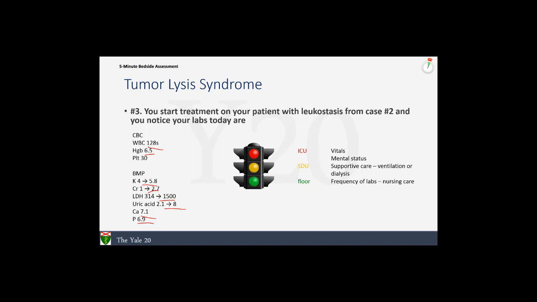So for these patients, again, as always, you want to consider the vitals, the mental status, supportive care. So if they need ventilation or if they need dialysis, which can be commonly given if there's renal failure. And you also want to consider when you're triaging patients the frequency of the labs. So if they're on the floor and the nurse has a lot of different patients, even if the patient is stable, if you want to check the labs frequently, the nurse may not be able to handle that and they may need to go to the step down.